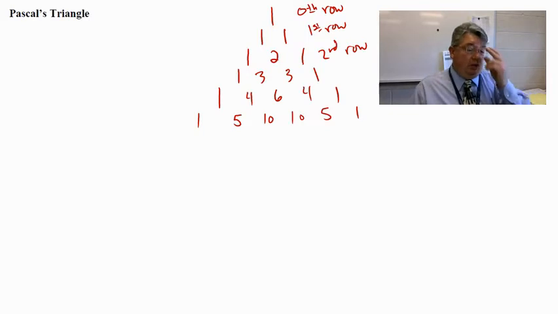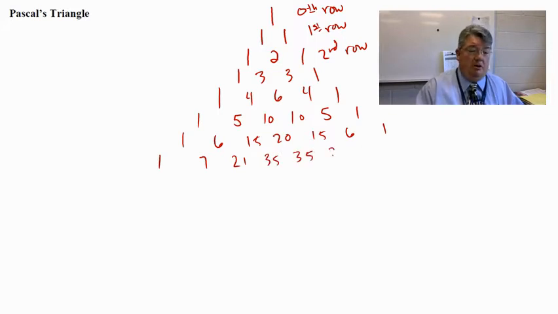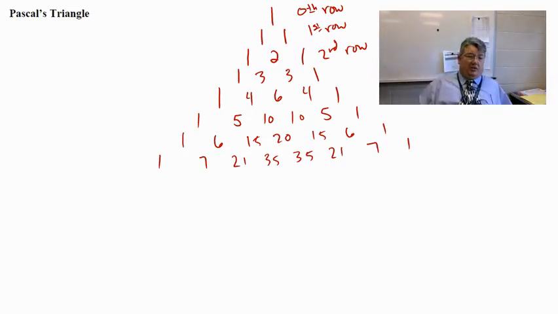1. Okay. Let's do the second row, third row, fourth row, fifth row. See, row 1, 2, 3, 4, 5. Sixth row, 1, 6. 5 plus 10 is 15. 20, 15, 6, 1. 1, 7, 21, 35, 35, 21, 7, 1. So I could keep going like that forever, right? Cool. It's not that difficult.